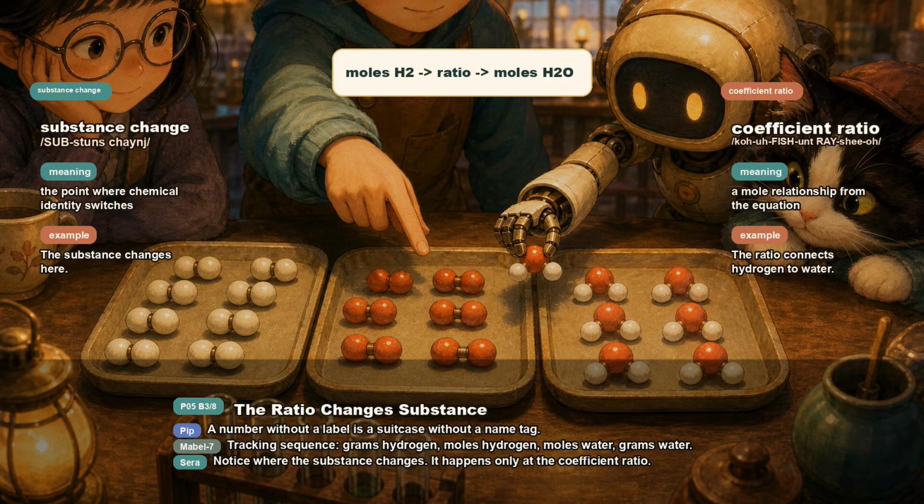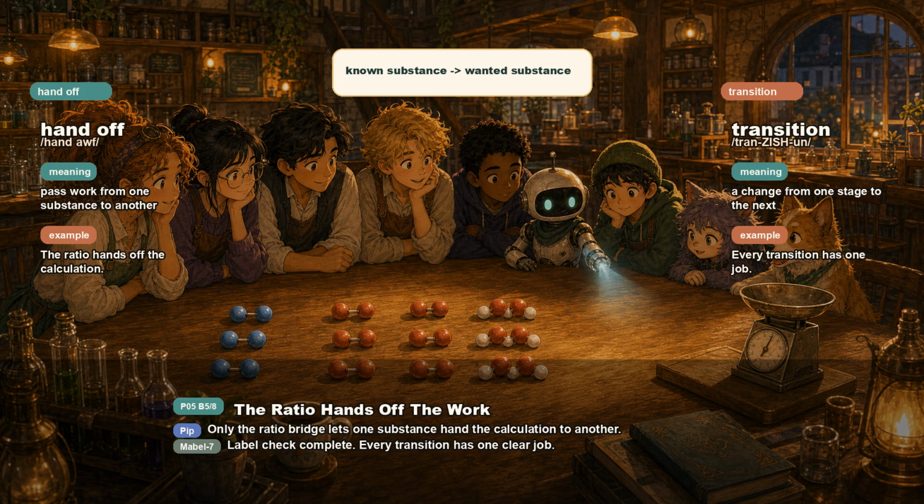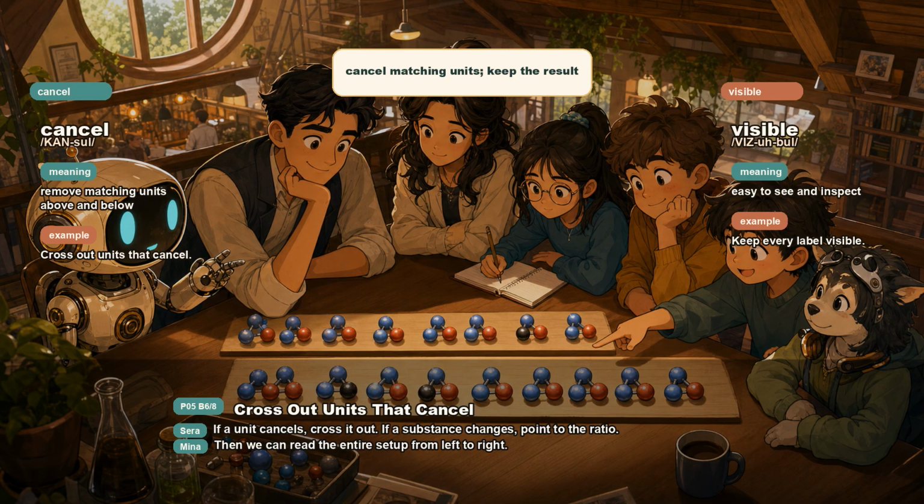Tracking sequence: grams hydrogen, moles water, grams water. Notice where the substance changes. It happens only at the coefficient ratio. The molar mass steps change units, but they keep the same substance. Hydrogen stays hydrogen when grams become moles. Water stays water when moles become grams. Only the ratio bridge lets one substance hand the calculation to another.